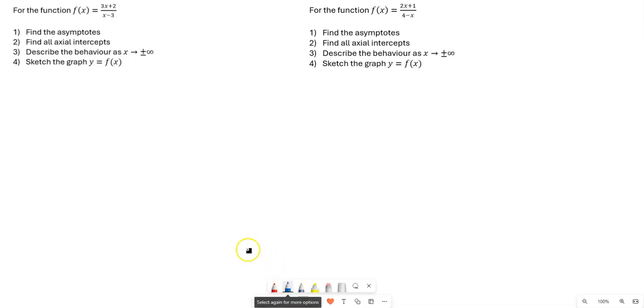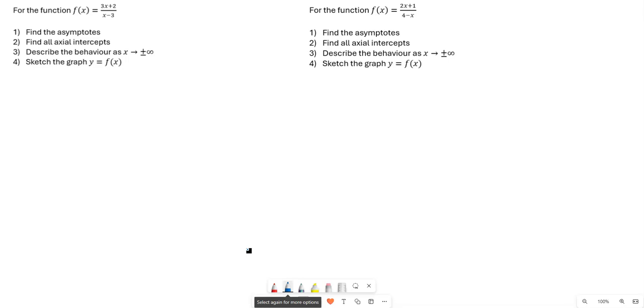Hello mathematicians, in this video we are going to look at rational functions and I want to show you a couple of little tricks for making your life much easier for these things. I'm going to do the one on the left first, then I suggest you pause, try the one on the right and see how you go, then I'll describe it as well.